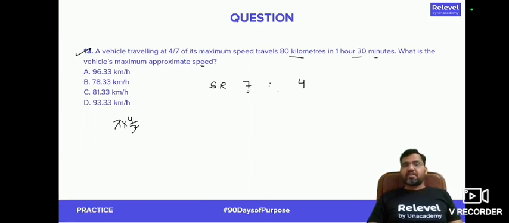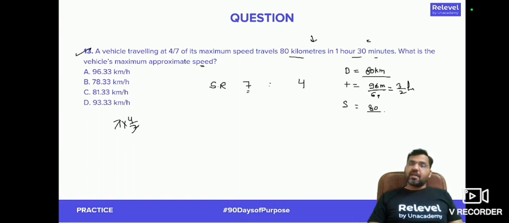The speed ratio is 7:4. Now, an 80 kilometer distance is traveled in 1 hour 30 minutes, right? So this is the distance traveled, 80 kilometer. Time is 1 hour 30 minutes, that is 90 minutes, which can be converted to hours. This will be equal to 3 by 2 hours. So speed, you can see, is 80 upon 3 by 2. That is 160 by 3. Now this speed is 160 by 3.